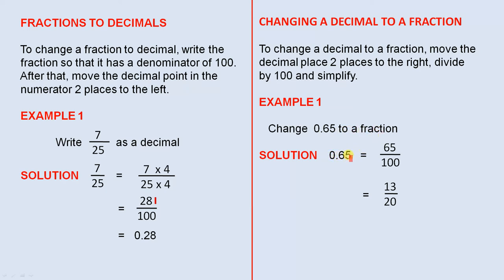So here's our 0.65. You move the decimal point 2 places to the right, so it becomes here to the right of the 5, so it becomes 65. The next rule says divide by 100, so you put that over 100, so now we have 65 over 100. And the last thing we have to do, we simplify. So we have 65 over 100, and we have to simplify it. So you divide top and bottom by 5, because 5 divides into those two numbers evenly. 65 divided by 5 is 13. 100 divided by 5 is 20. So the answer is 13 over 20.